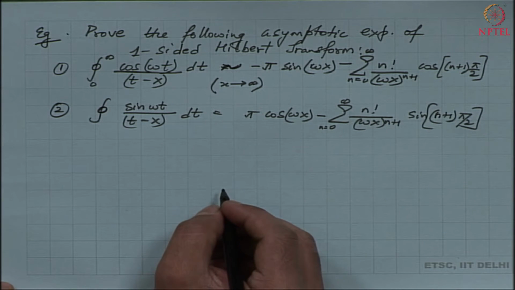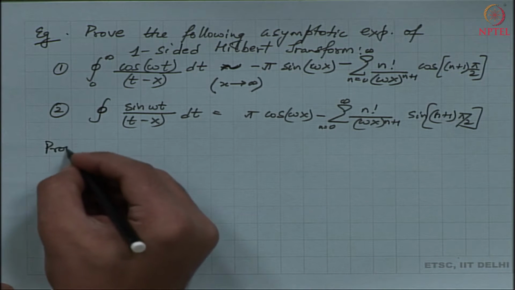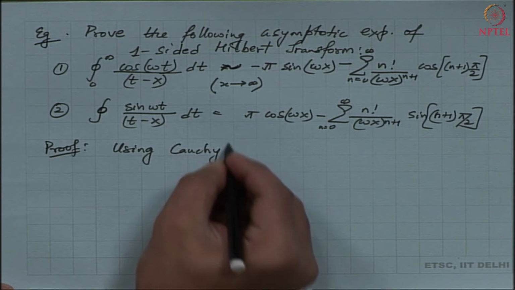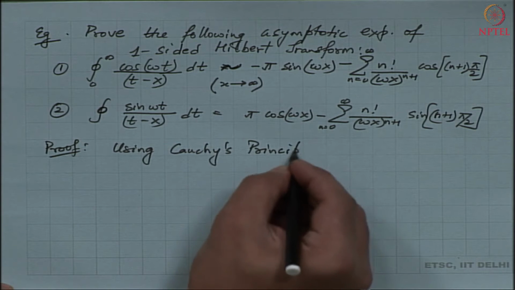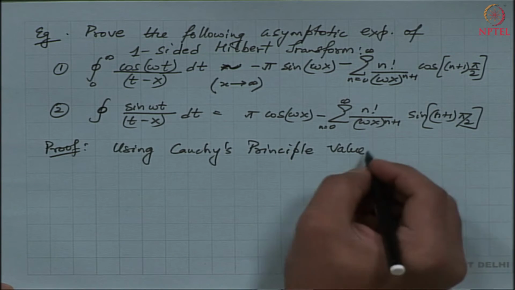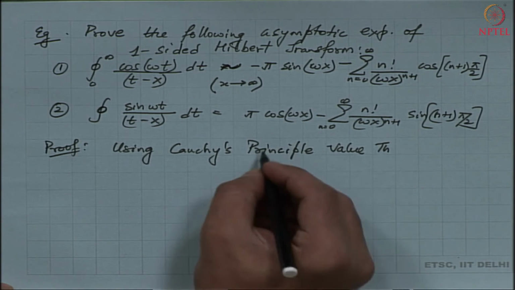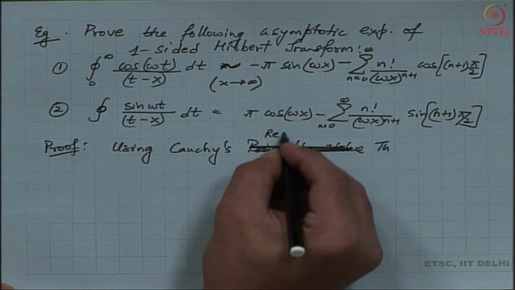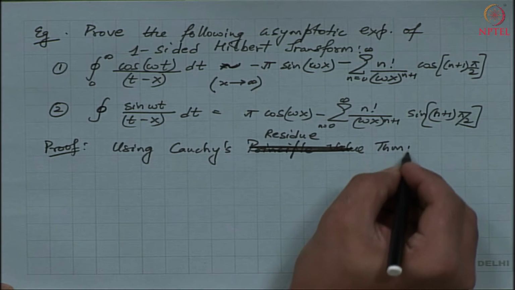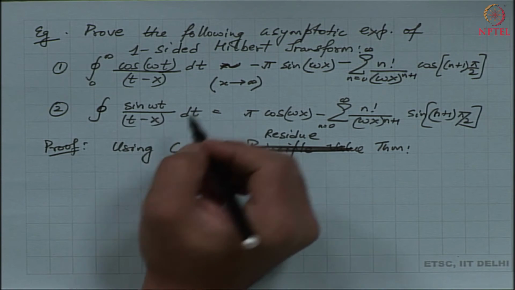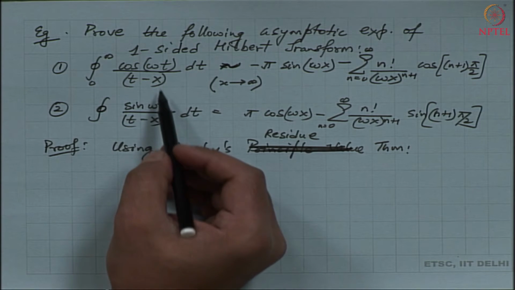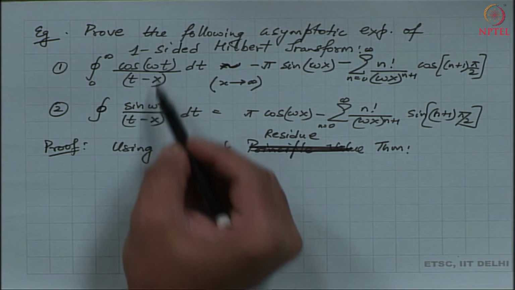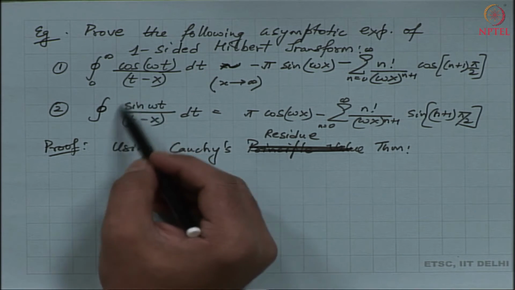Okay. So, the idea is to prove this result using Cauchy's residue theorem. Sorry, I said principal value earlier, but I mean I am going to use Cauchy's residue theorem to give you the answer to this proof. Notice that these two integrals are complementary, in the sense that one is the one-sided Hilbert transform of cosine and the other is the one-sided Hilbert transform of sine.